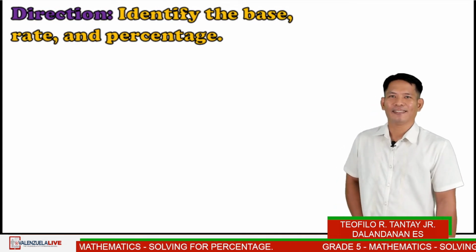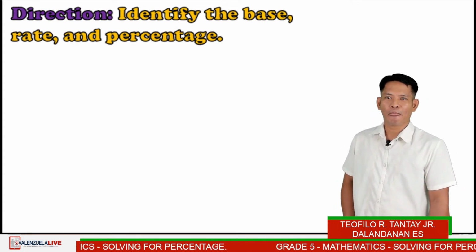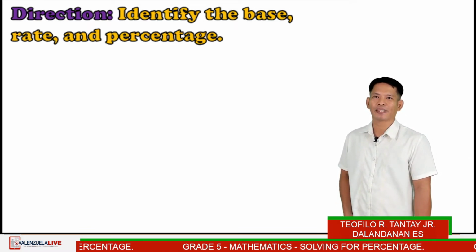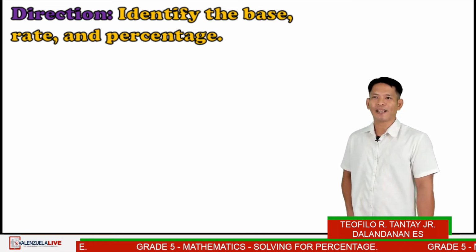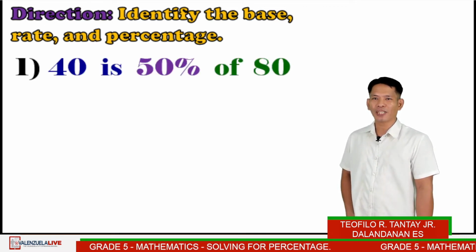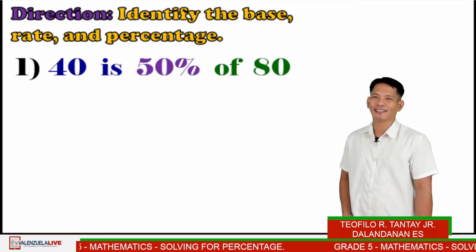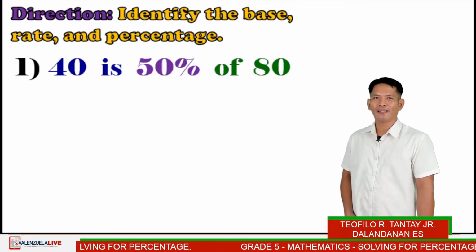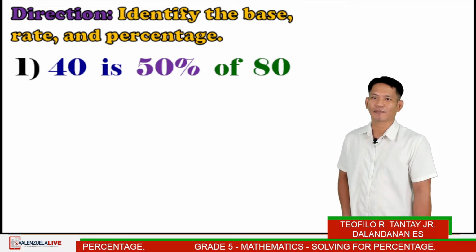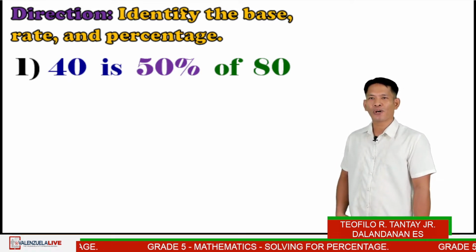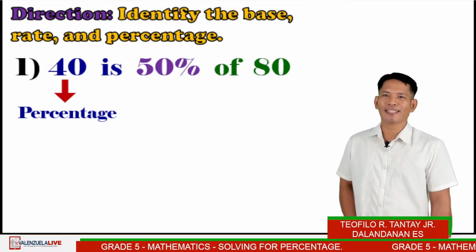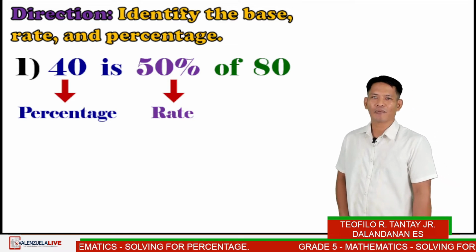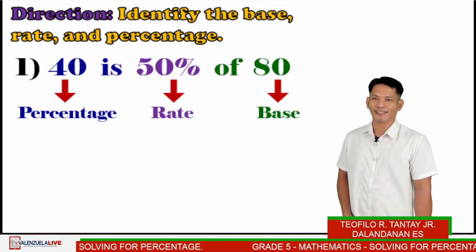Now, let's identify the three elements of the percentage, which are the base, the rate, and the percentage itself, based on the statement. The first one: 40 is 50% of 80. Which is the base, which is the rate, and which is the percentage? Based on the statement, 40 is what we call the percentage. 50% is the rate, and 80 is the base.